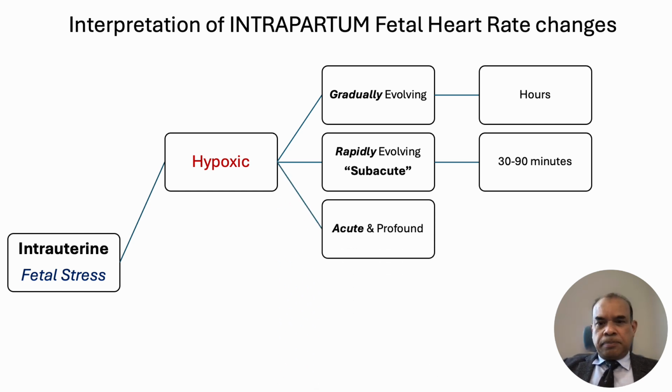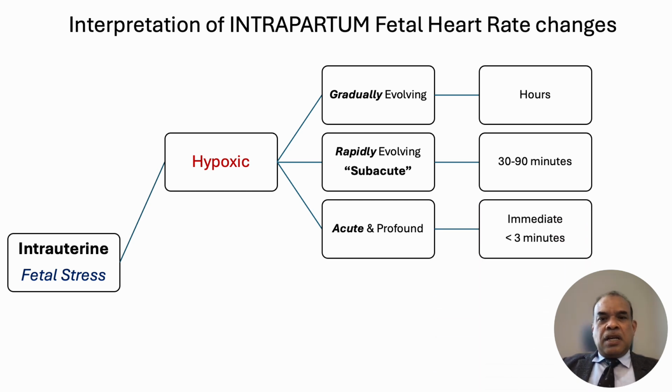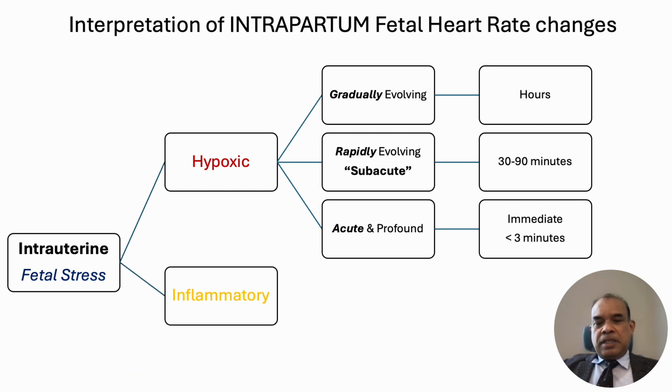It's quite rapid. If there's a sudden and profound interruption of oxygen, for example, uterine rupture, placental abruption, or acute maternal hypotension, then we get into a situation of acute hypoxia.